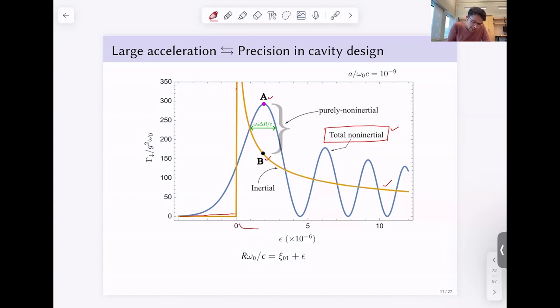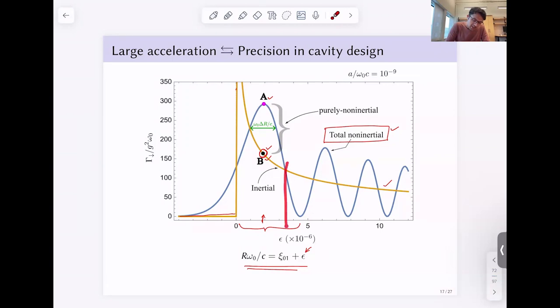So there are certain ranges in which the acceleration of the atom contributes positively to the decay of the atom. For example, at this point along the x-axis, we have epsilon here, which just captures by how much you are away from the first cavity-atom resonance point. So you see that there are these points at which you have some inertial contribution to the decay rate of the atom, and then due to acceleration the atom decays faster. This is the total decay rate.